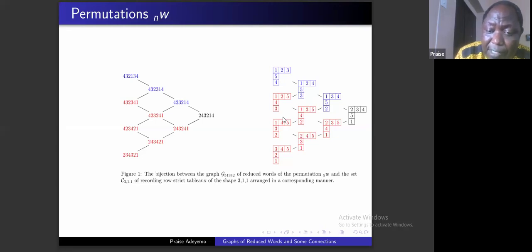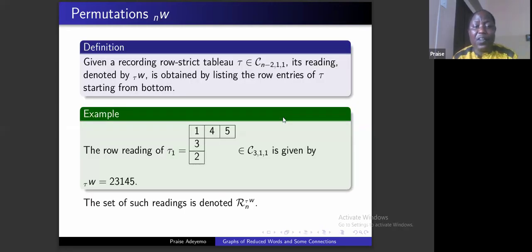That is the next thing to talk about, the reading. So given a recording tableau, its reading is denoted by tau W. It's obtained by listing the entries we have here, starting from bottom to top. Like this, this is a recording tableau. So the question now is how do I read this one? The reading is going to be from below to top. So this will be 2, 3, 1, 4, 5. That is the reading.